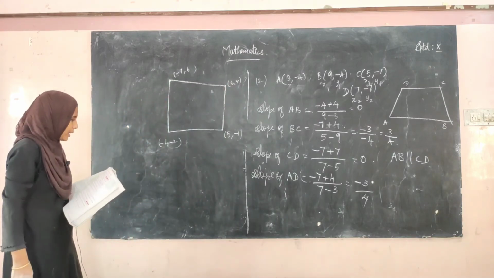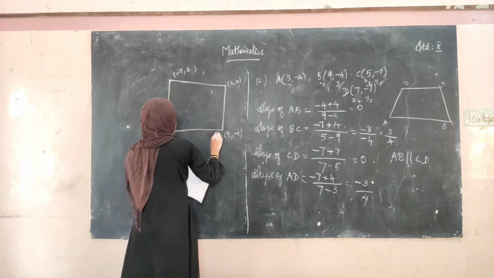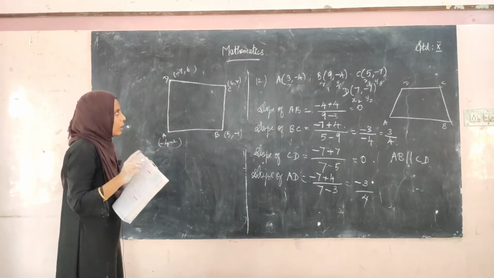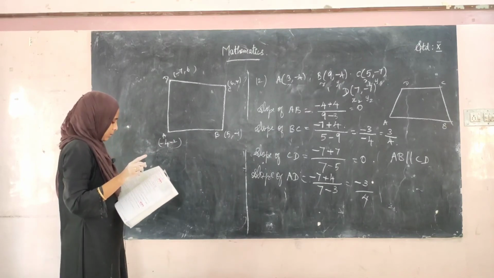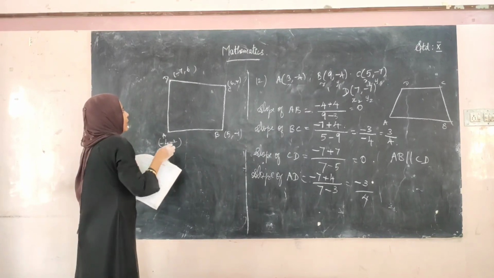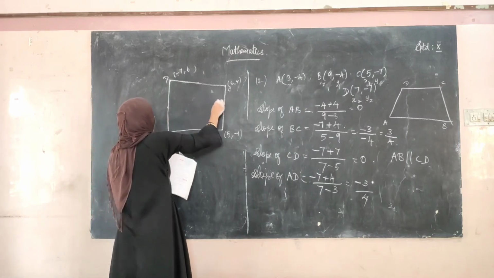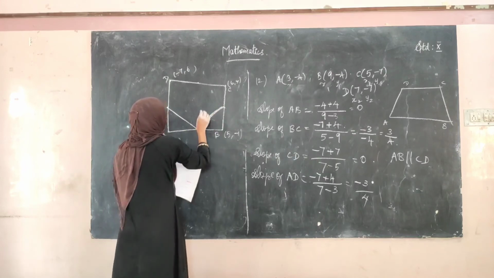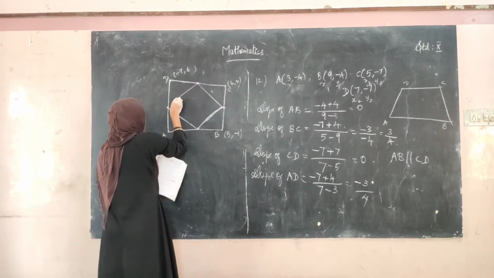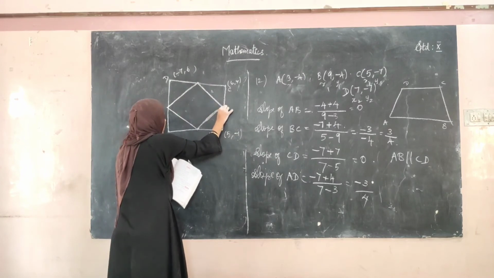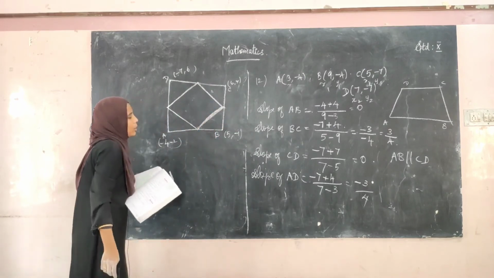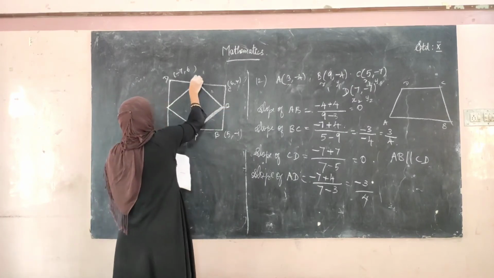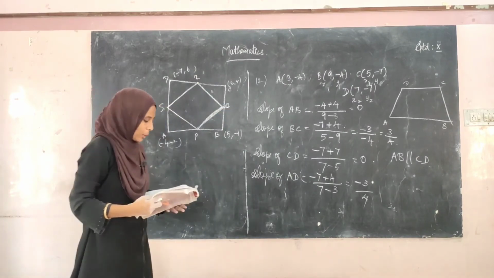Okay, so this is a parallelogram. What you have to find is, this is A, B, C, D. So when the midpoints of these sides are joined together, you have to tell whether it forms a parallelogram or not. So for this you have to find the midpoints. Let these be P, Q, R, S. So you have to find the midpoints, right?